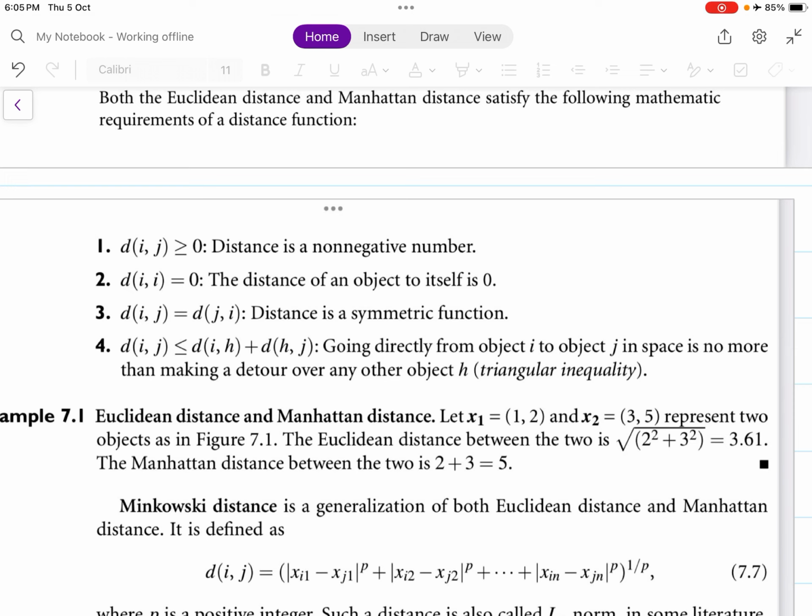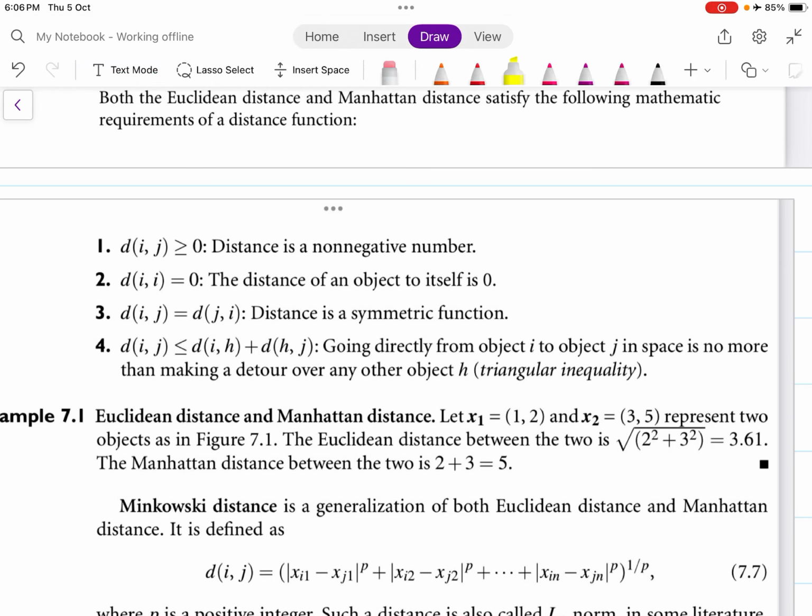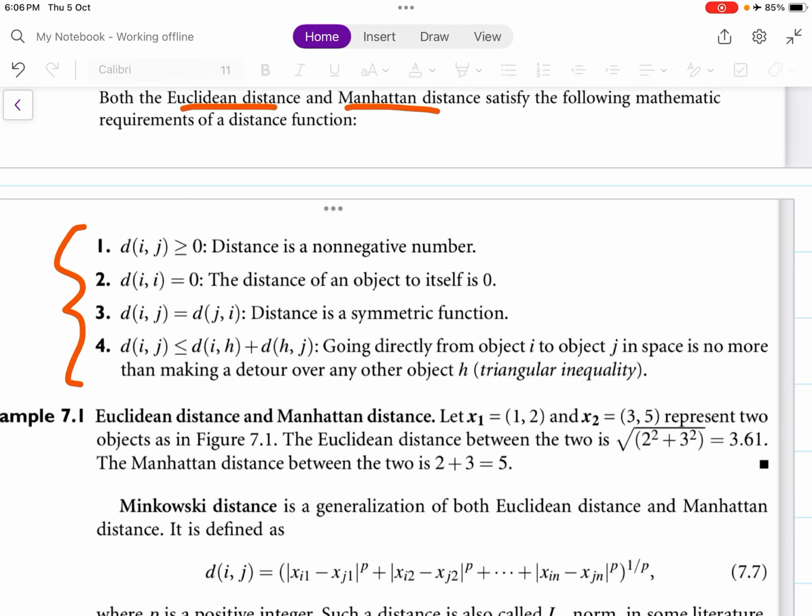Going directly from object i to object j in space is no more than making a detour over any other object k, that is the triangular inequality. So these basic requirements are followed by the Euclidean distance and the Manhattan distance.